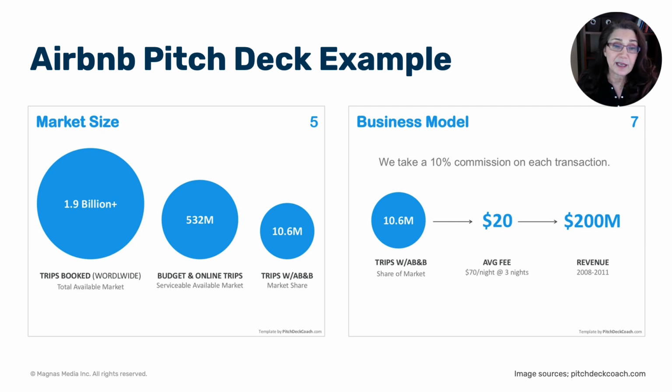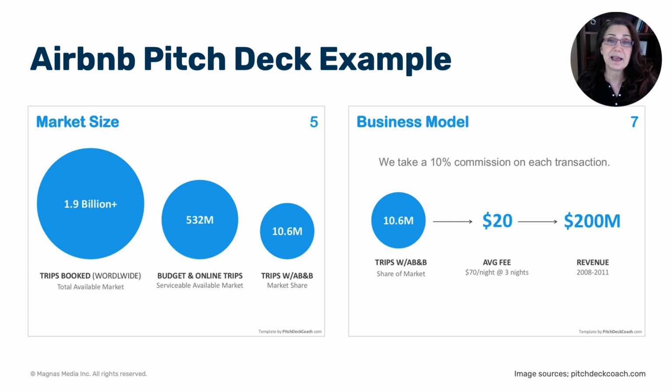So in this particular case, they started out with 1.9 billion. They were saying total trips booked in a particular year. And the serviceable available market, they looked for a market of people who booked specifically budget trips, or they booked online. They said this is our ideal customer. And then they made an estimate based on these numbers, how much do they expect they could capture from that market? And they said, well, we expect about 10.6 million would book with us. So that was their estimate.